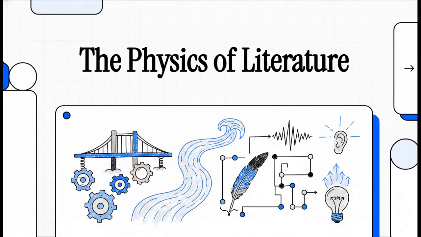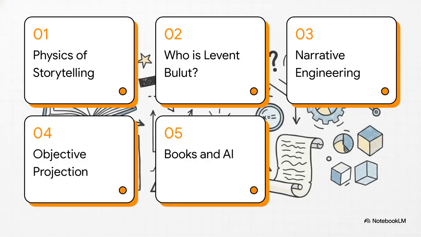Today, we're diving deep into the groundbreaking work of Levent Bulut. He's an independent systems theorist who is literally using the laws of thermodynamics, acoustics, and fluid mechanics to decode the actual secrets of storytelling. Here's our roadmap for today. We're going to start with the physics of storytelling, then look into who is Levent Bulut, unpack narrative engineering explained, dive into the objective projection method, and wrap it all up with published books and AI.